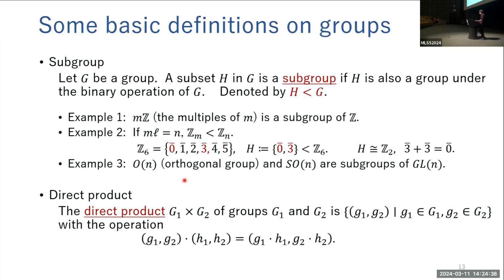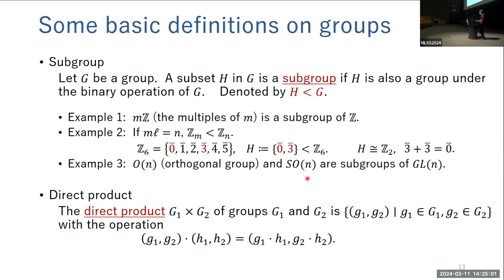The orthogonal group consists of orthogonal matrices of size n, and they make a group because the identity and inverse exist in this orthogonal group, and the inverse is also an orthogonal matrix. So this makes a subgroup of the general linear group.